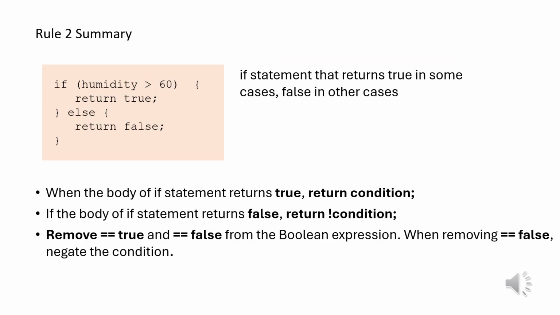In summary, we can apply Rule 2 whenever we have an if statement that returns true in some conditions and returns false in other conditions. These true and false can be either Boolean literals or even a Boolean variable. When the body of the if statement returns true, then you can directly return the condition. However, when the body of the if statement returns false, you must return the negation of the condition.